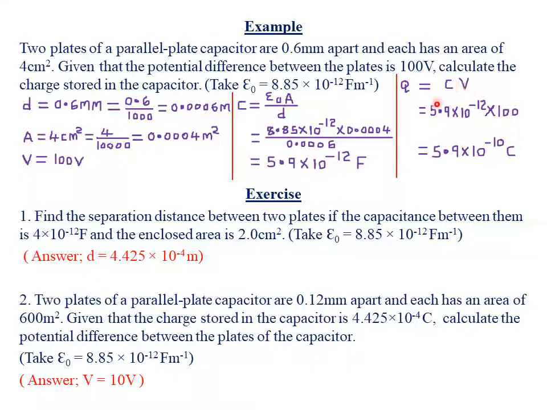So the capacitance, from here, we have it as 5.9 times 10 power negative 12, of course, farad, multiplied by potential difference V, which we are given as 100 volts. So 5.9 times 10 power negative 12 times 100. The 100, we just move the decimal point backward 2 times, so that the negative 12 comes back to negative 10. So the charge stored is actually 5.9 times 10 power negative 10 coulomb, because that is charge.